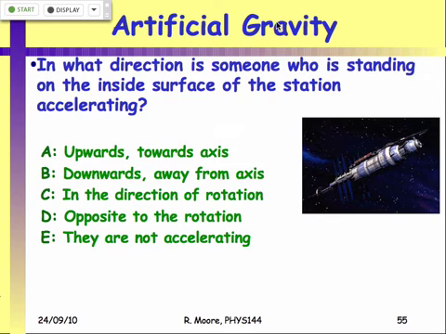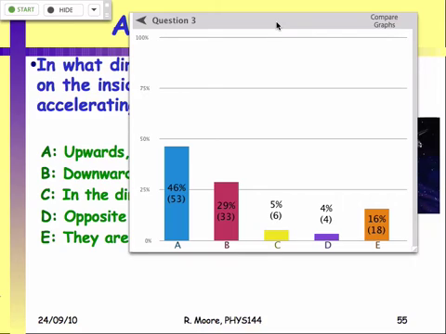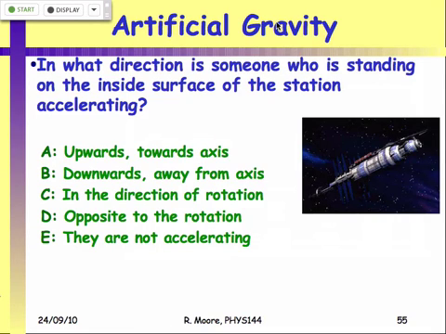Okay, so supposing someone is standing on the inside surface of the station, what direction are they accelerating? Are they accelerating upwards towards the axis, downwards away from the axis, in the direction of rotation, opposite to the direction of rotation, or are they not accelerating at all? So, okay, turn to your neighbor and try and convince them that you've got the right answer, because we have a nice spread there. We'll vote again, see if anybody's changed their minds.